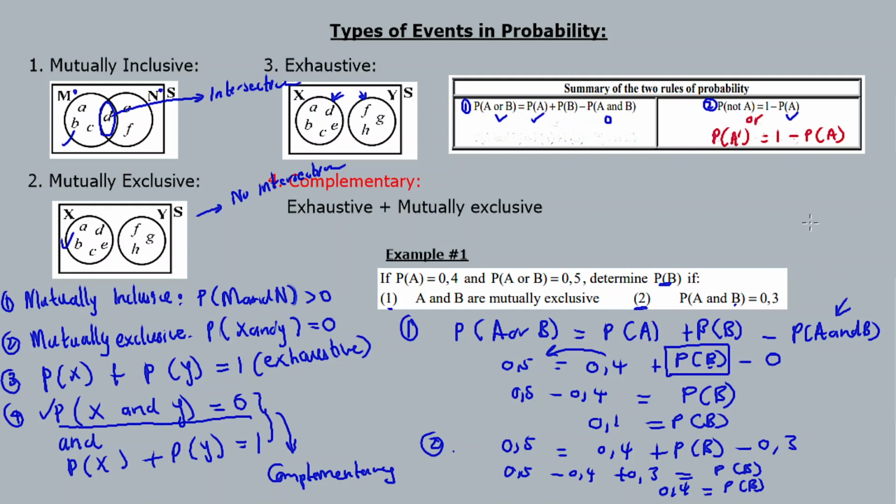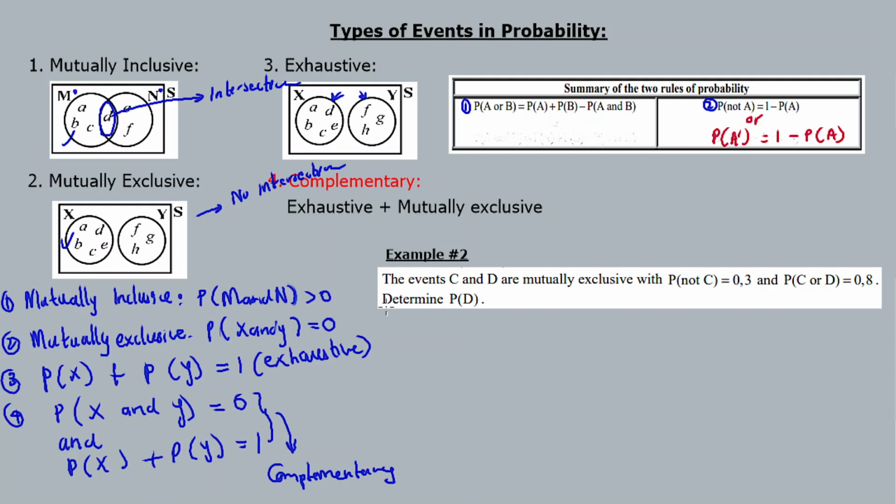Let's do one last example. Example number 2. Here we have 2 events, C and D, that are mutually exclusive. Now that they are mutually exclusive, we know that the probability of C and D must be equal to 0, because there is no intersection. They give us the probability of not C, which is equal to 0.3, and the probability of C or D, and we must determine D.